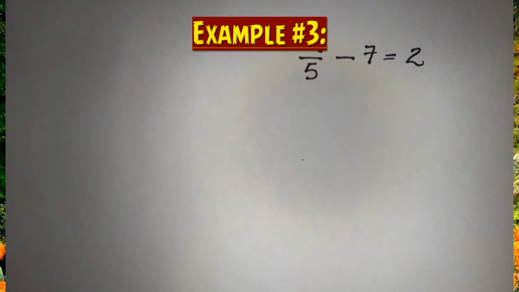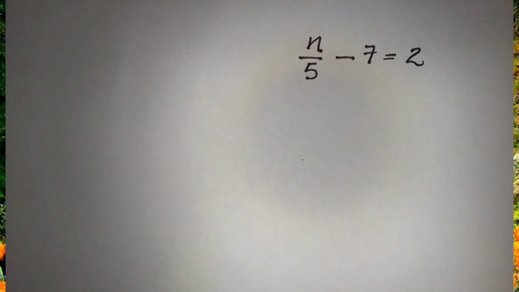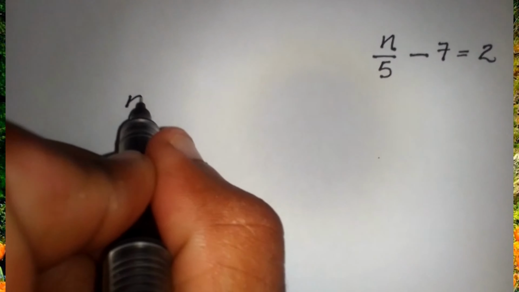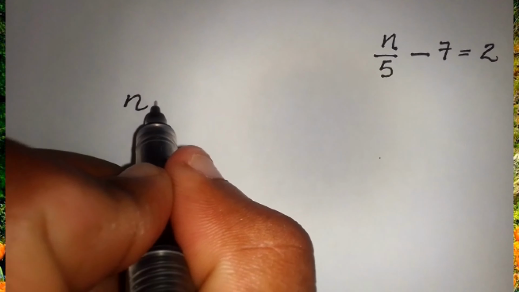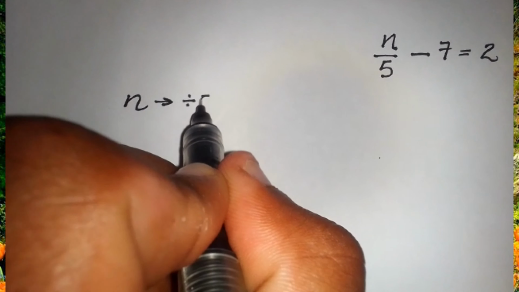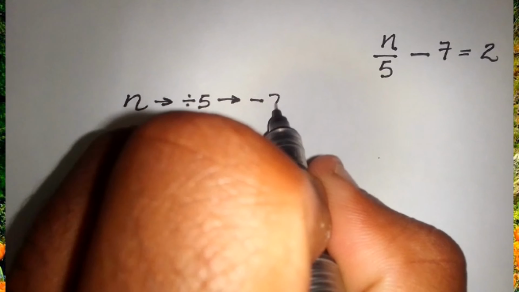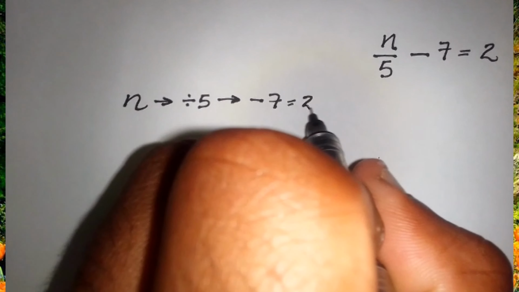Now this one might seem a little tricky, but it's very easy. Once you can write out a flow chart, you're very good. So we have n divided by 5, subtract 7 is equal to 2. So I have to find out what's going on around n to make my flow chart. So I have n, then I'm going to divide by 5, then I'm going to subtract 7, and that should give me 2.